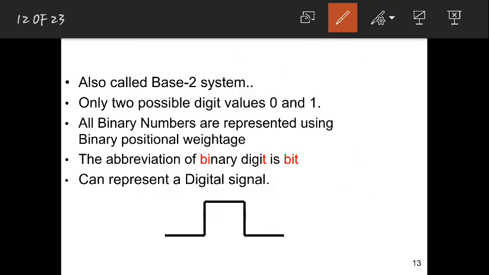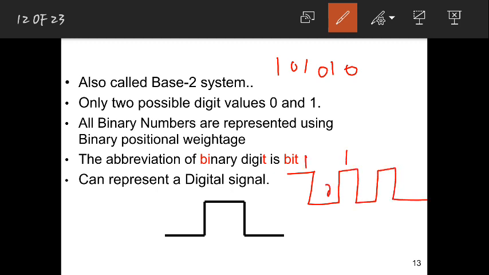Instead of that, if I want to write 1 0 1 0 1 0, then it will be first 1, then 0 1 0 1 0. Generally we represent it in this way.